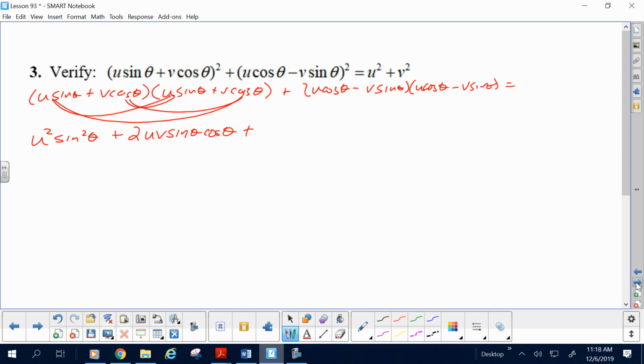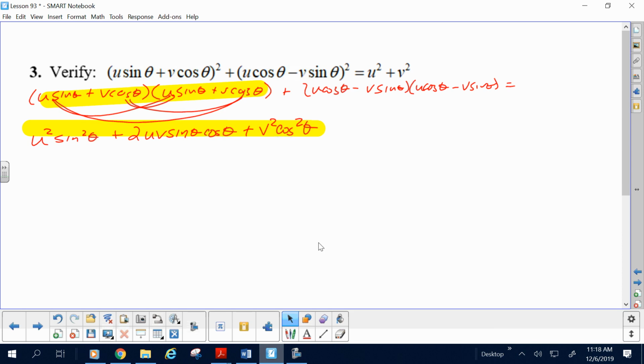Where are we left at here? What else do we have? V squared cosine squared. That's the first one multiplied out. Are you with me so far? Okay, cool. How about the next one multiplied out?